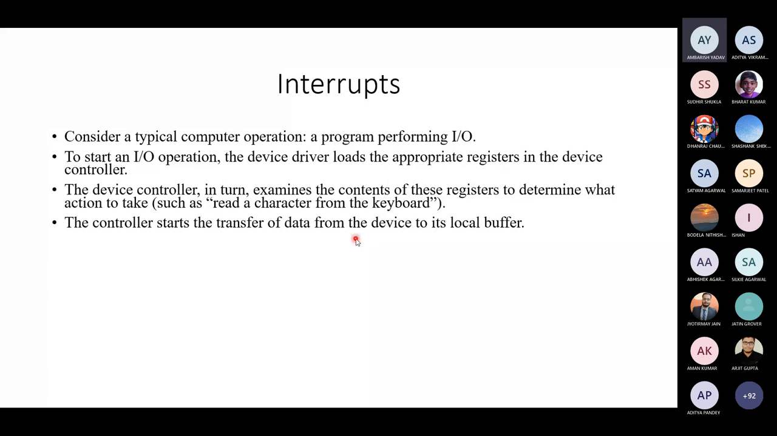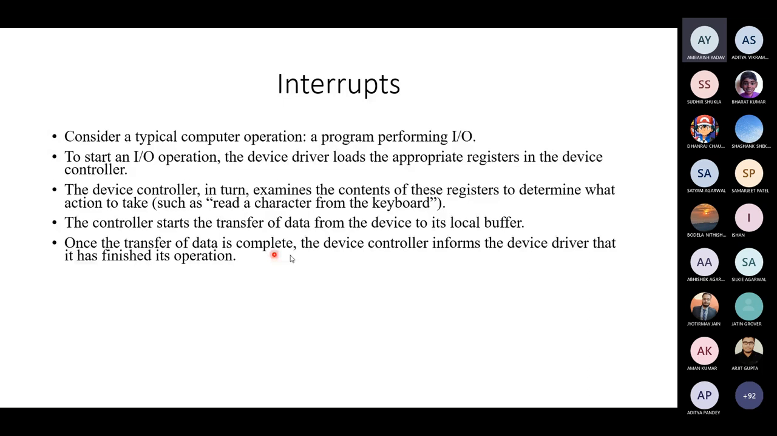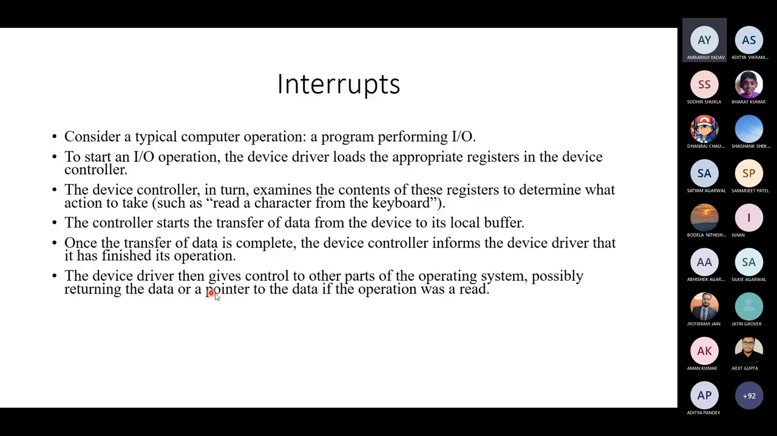Once the data transfer is complete, the device controller informs the device driver that the down arrow instruction was given by the user, the data has been loaded, and the operation is finished. The device driver then gives control to the other parts of the operating system, possibly returning the data or a pointer to the data if the operation was a read. The operating system then reads what action needs to take place.